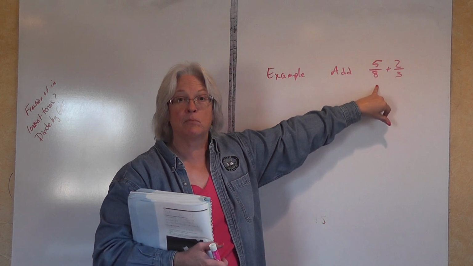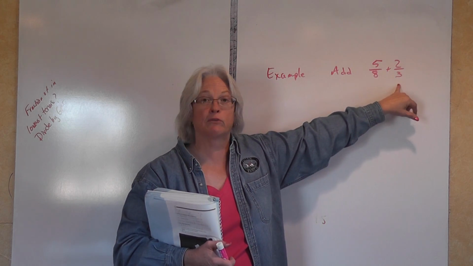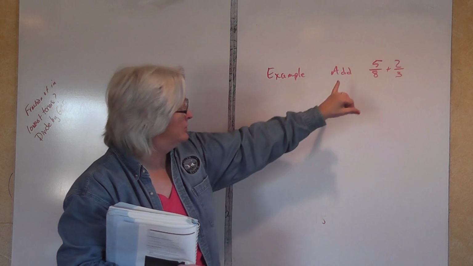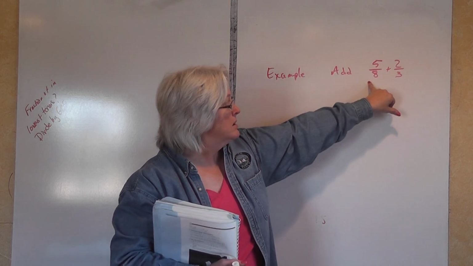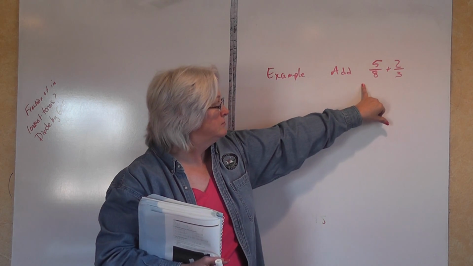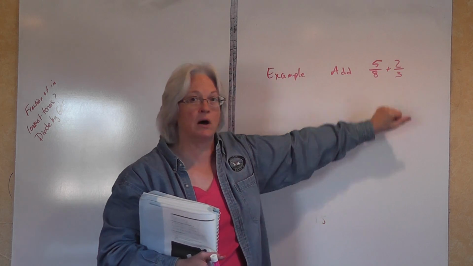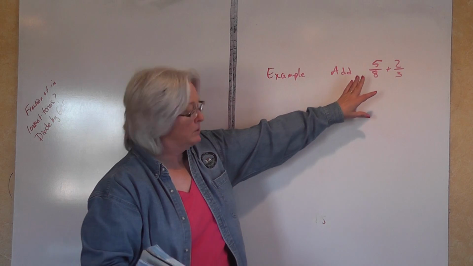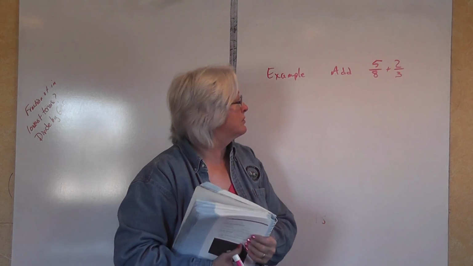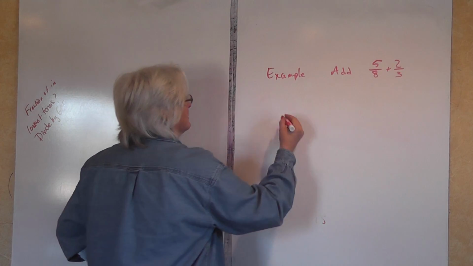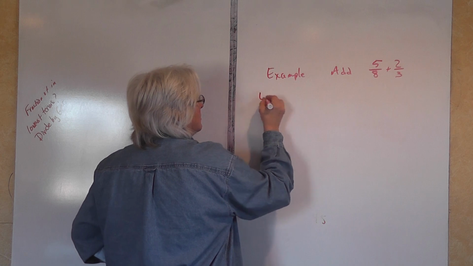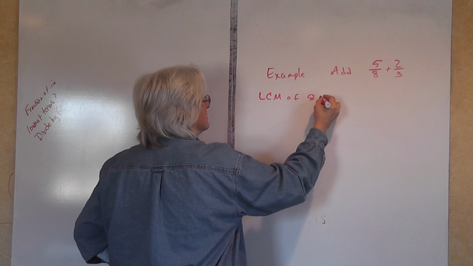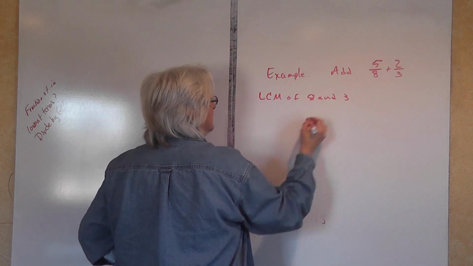Something divided into 8 parts, something divided into 3 parts. Those are not common fractions, common denominators, so we have to come up with a multiple that they have in common, and this is where we use our least common multiple. We take the two denominators and find the least common multiple of them. So we want to find the least common multiple of 8 and 3.